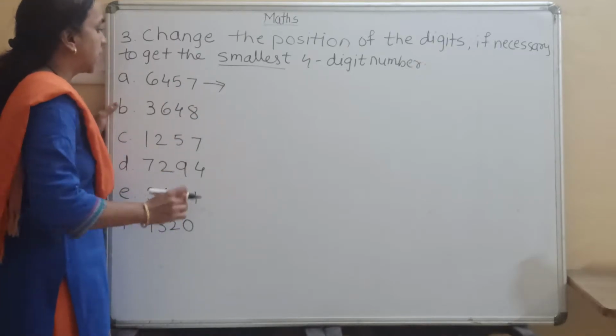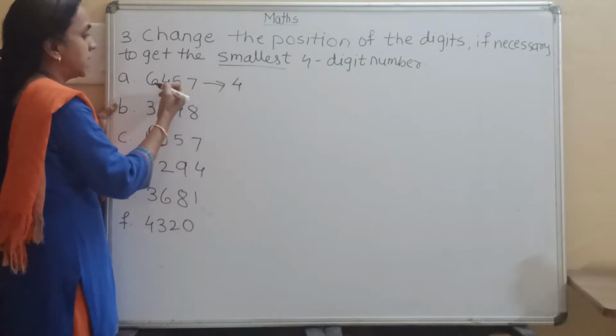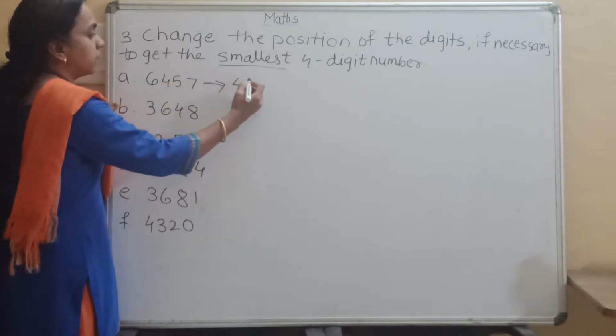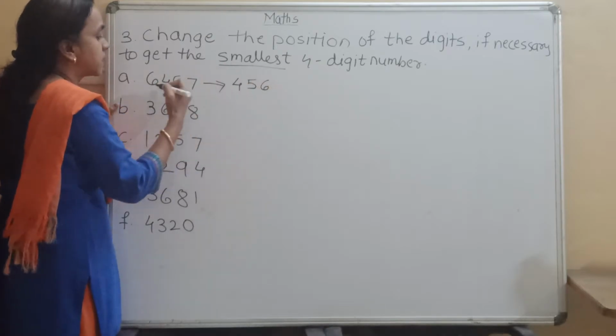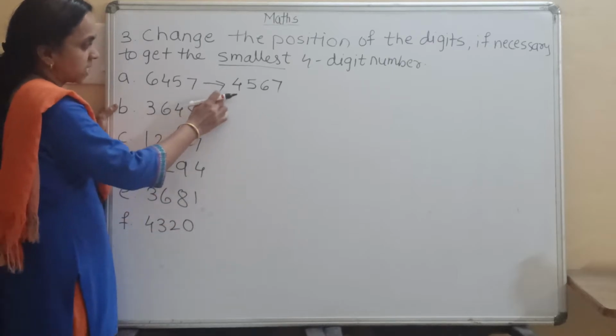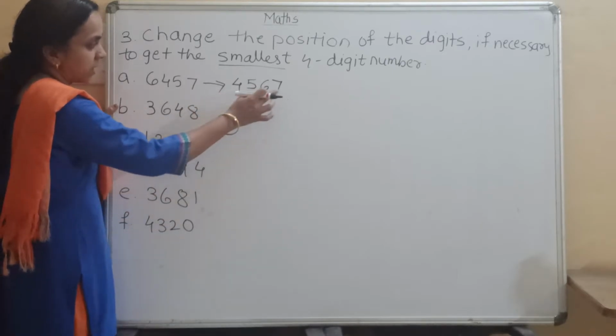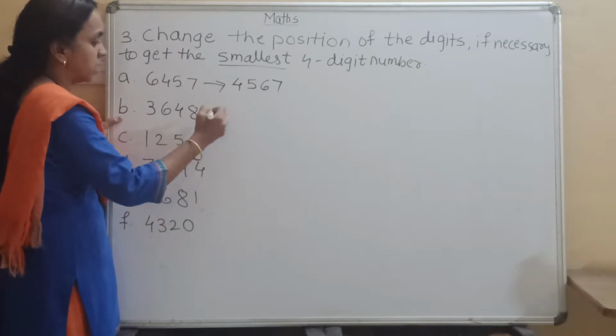6457 number is given. So we have to first write down the smaller digit, that is 4. Then bigger than 4 is 5. Bigger than 5 is 6. Bigger than 6 is 7. So what is our answer? 4567.